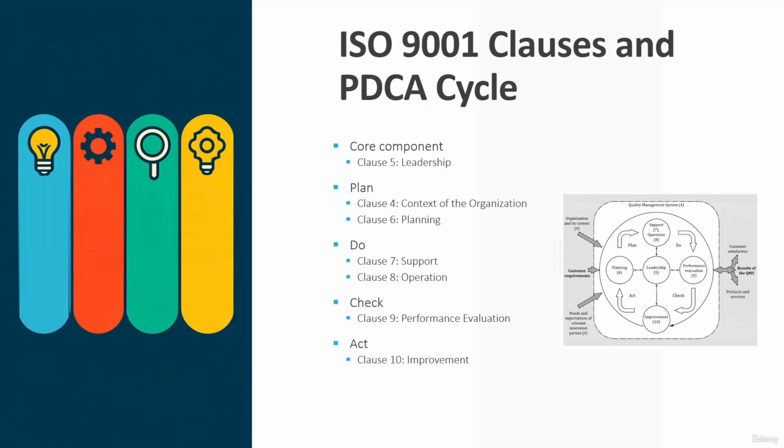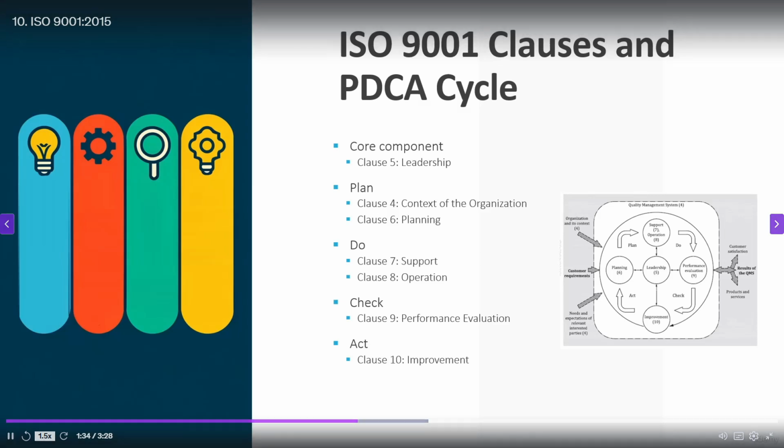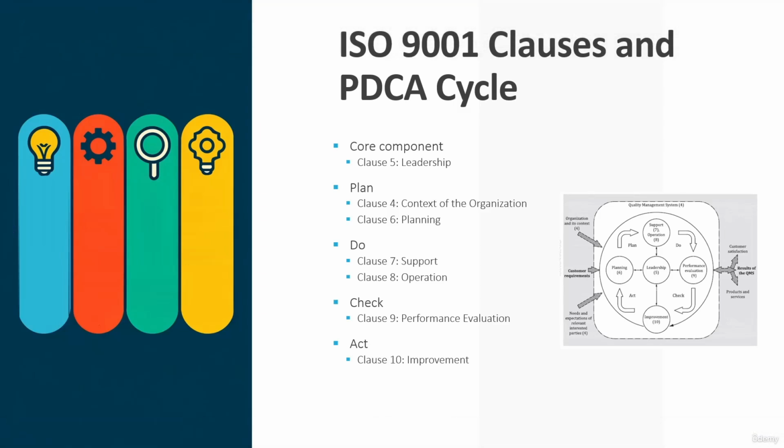So they don't give you any requirement. Starting from clause number 4 to clause number 10, there are requirements, and this is how they fit into the PDCA cycle. So in the planning phase, we have clause number 4, which is understanding the context of the organization, and we also have clause number 6, which is planning.